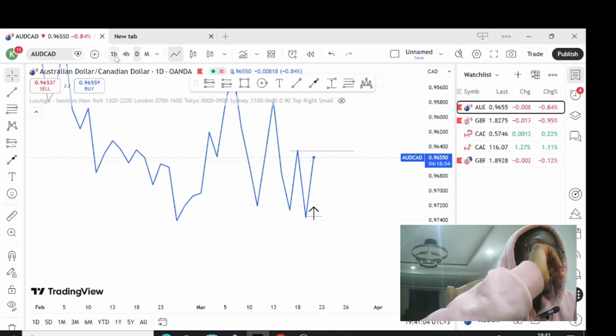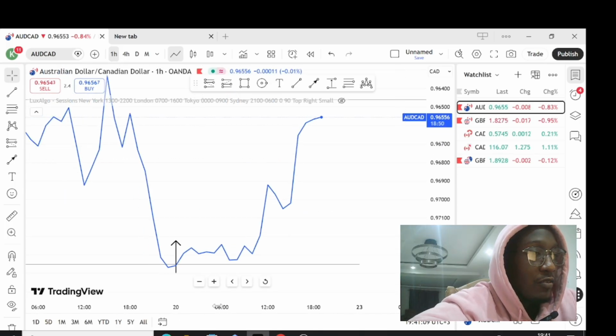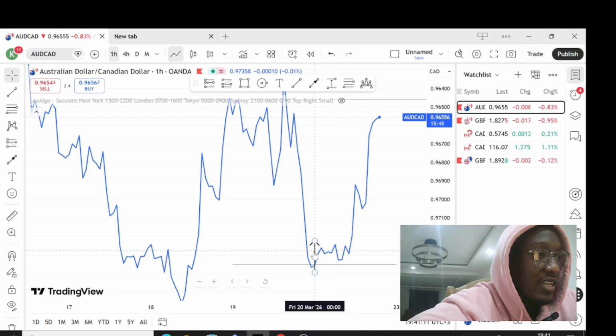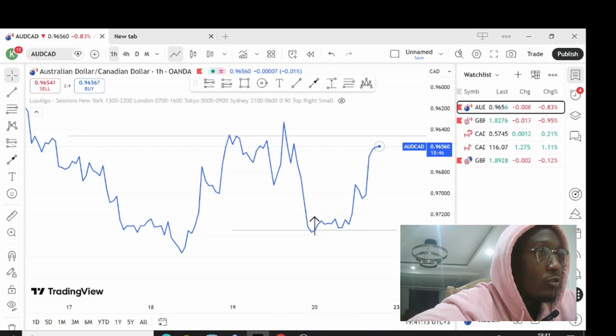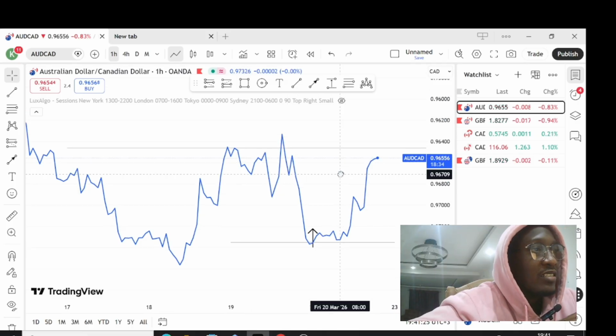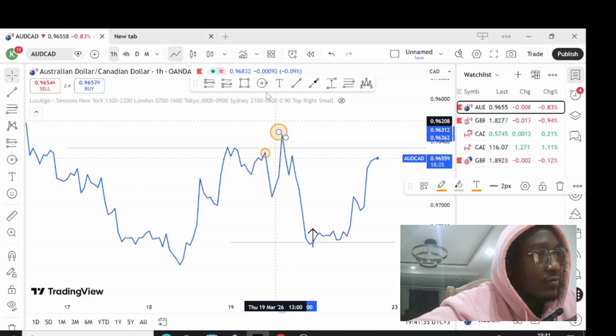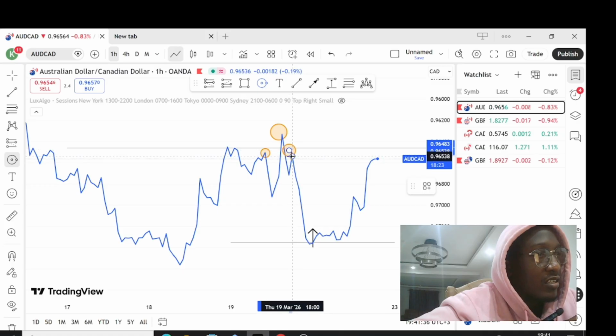Now let's go to the 1 hour time frame. On the 1 hour time frame, I could clearly see on the daily that the market was going upwards. But to verify it, I had to reverse the entire chart so that I can look for a head and shoulder formation. For instance, this here is a head and shoulder formation, right? This is the first shoulder, this is the head, and this is the second shoulder.